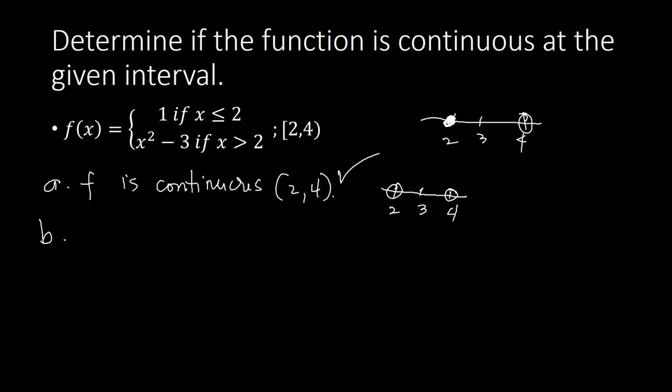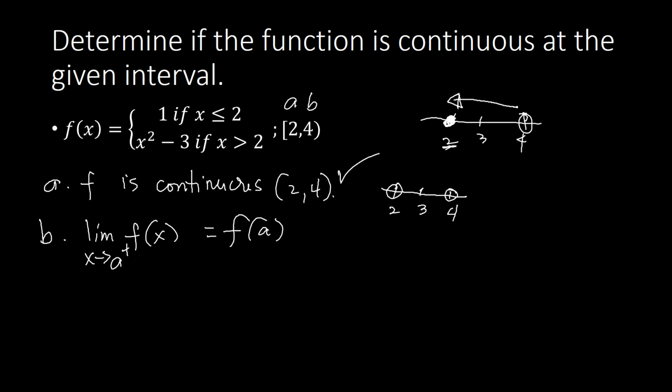Next, we are going to check whether the limit of f of x as x approaches a coming from the right side, this is a, this is b. Our closed interval is on a. Our a is 2. This is our 2. Values of the interval are coming from the right side, moving closer to 2. So it approaches from the right side. Will this be equal to f of a? So we're going to check that one.